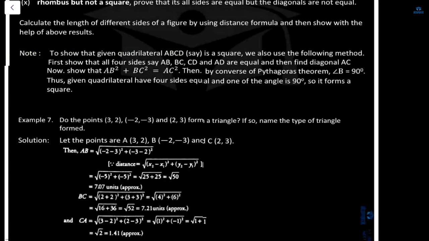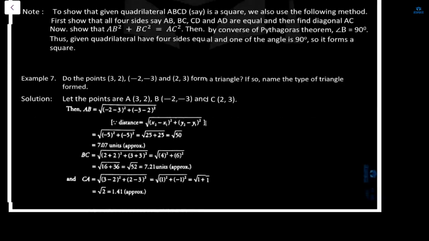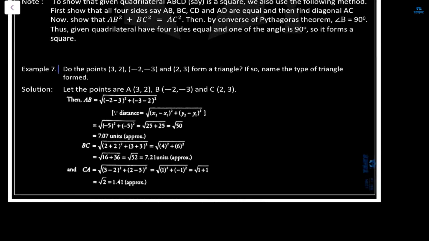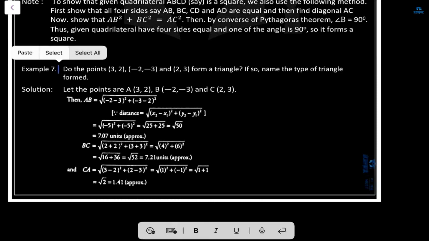Now what is here in the note? You can say, to show that a given quadrilateral is a square, we also use the following method. You can see here the method, that is converse of Pythagoras theorem. Now, do the points form a triangle, if so name the type. Okay, now it is asking whether these points are going to make a triangle or not. So how can you prove that the points make a triangle?